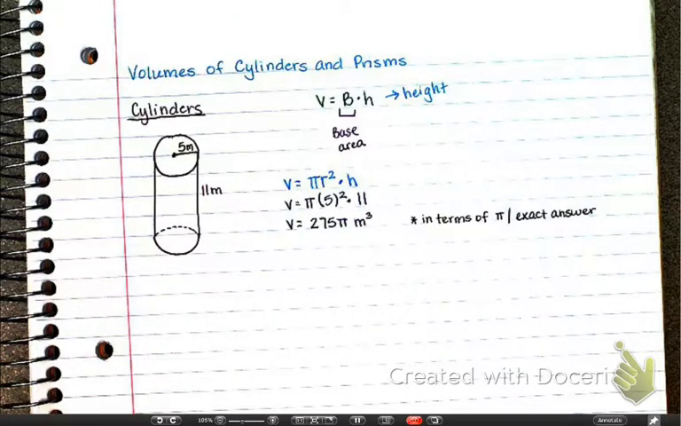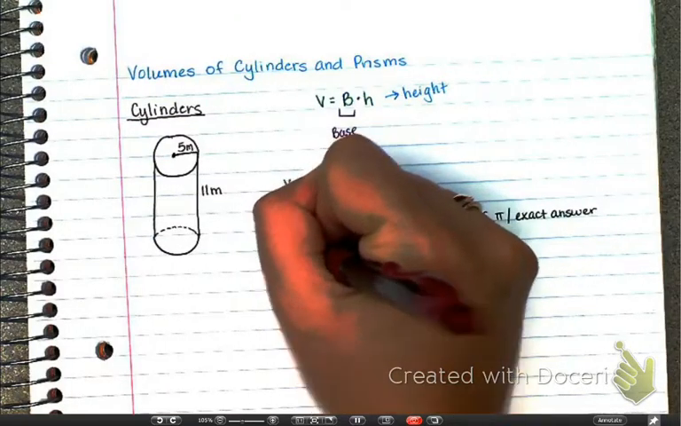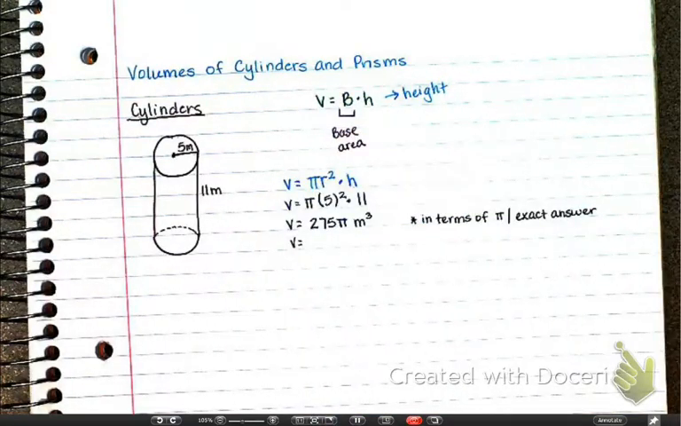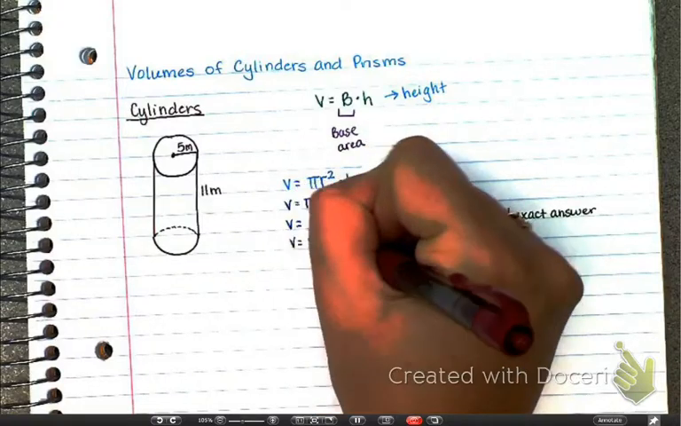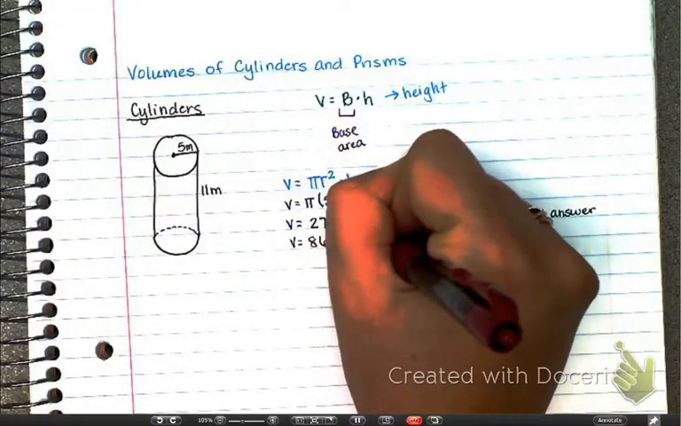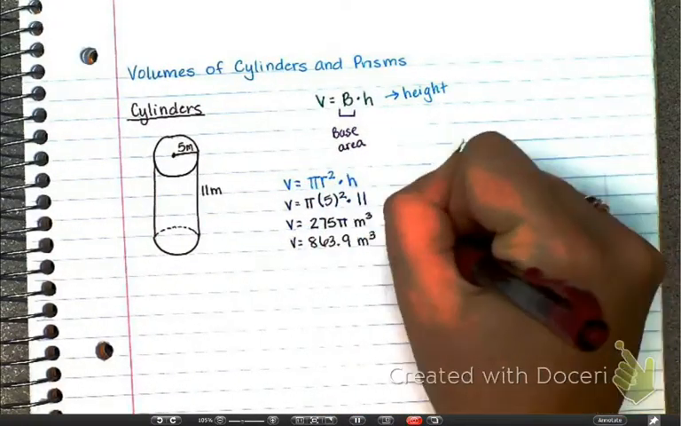Now, if I want my rounded answer, what is 275 times pi? And let's round to the nearest tenth still. What's 275 times pi? Thank you. 863.9 meters cubed. And this is my rounded answer.